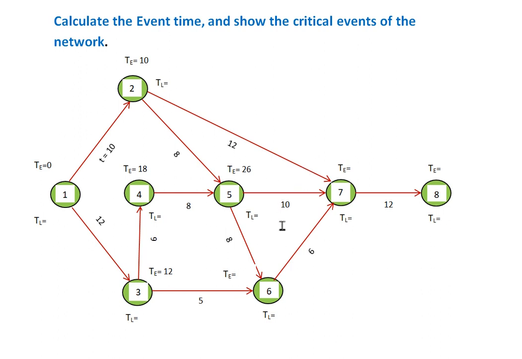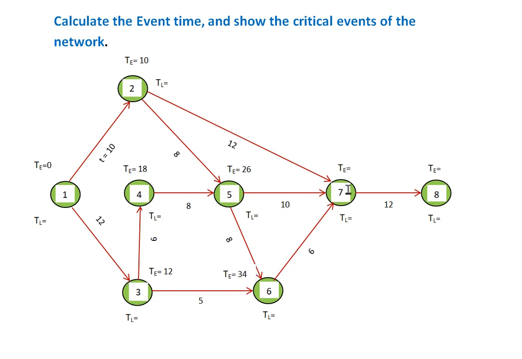Now if we calculate the event time of 6, TE of 6, here also 2 event times will be there. One is 12 plus 5, that is 17, and another is 26 plus 8, that is 34. So the larger one is 34, and we need to take 34 here.